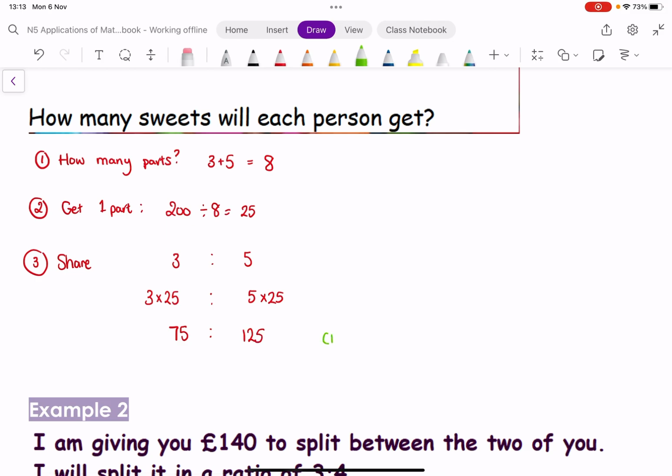And we can do a check at this point. If I did 75 add 125, I get 200, and I had 200 Smarties to begin with. Okay, so that works.